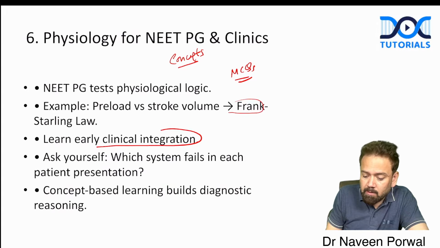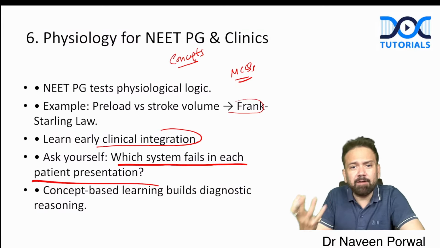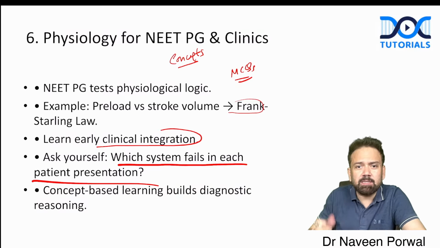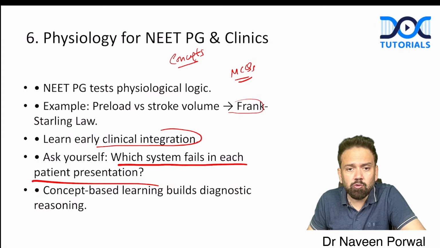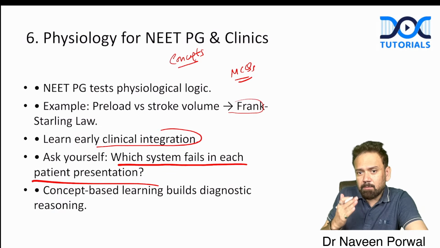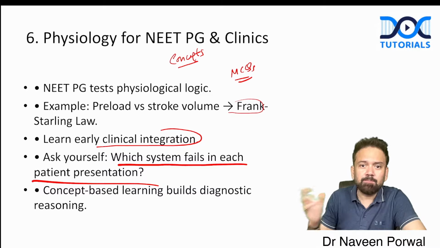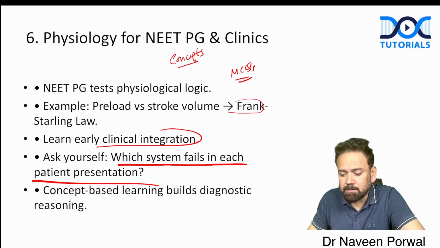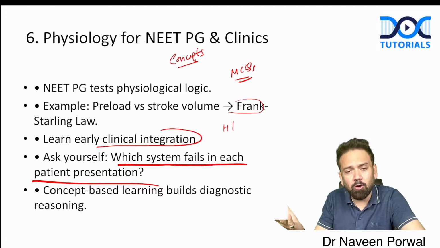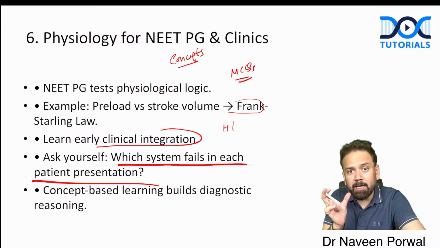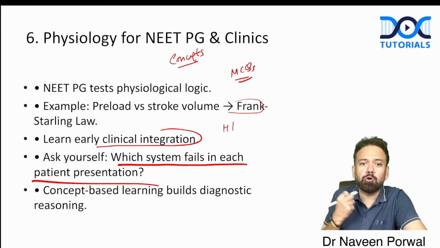And ask yourself which system failed in the patient presentation. Cardiac failure, heart. So many things are there. I'm not naming them because you are new to medical science, so I will not confuse you. As time goes on, you will understand what heart failure is, what heart block is: type 1 heart block, second degree heart block, third degree heart block. When you read along with the clinical entity, you will get a feel of being a doctor.